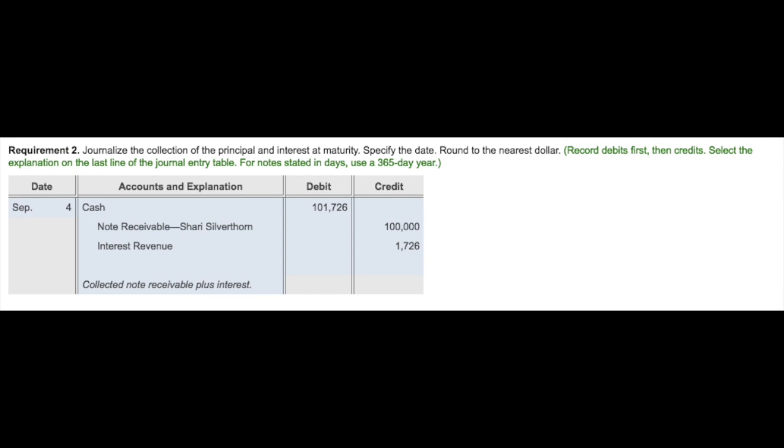So here's requirement 2 solved. The date is September 4th, which we figured out from our calculations above. The notes receivable from Sherry Silverthorne obviously was the $100,000, and we figured out the interest revenue of $1,726. You're going to add those two together to get the cash, and you're going to debit the cash. That's how much you are receiving from her. And then you're all done.